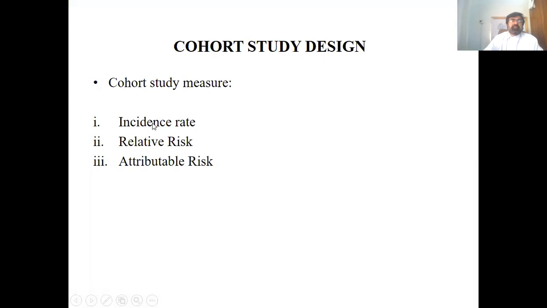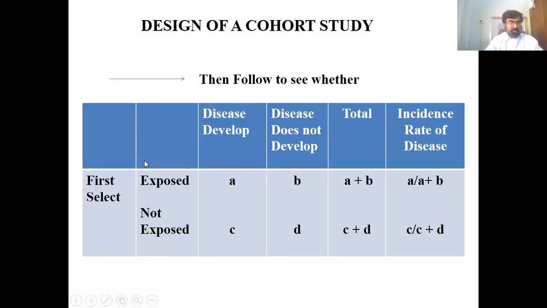Cohort study design. A cohort study measures the incidence in both the exposed and non-exposed groups. It also measures the relative risk, which will give you the strength of association, the quantification of association, and then the attributable risk, which shows how much the exposure is related to the disease.